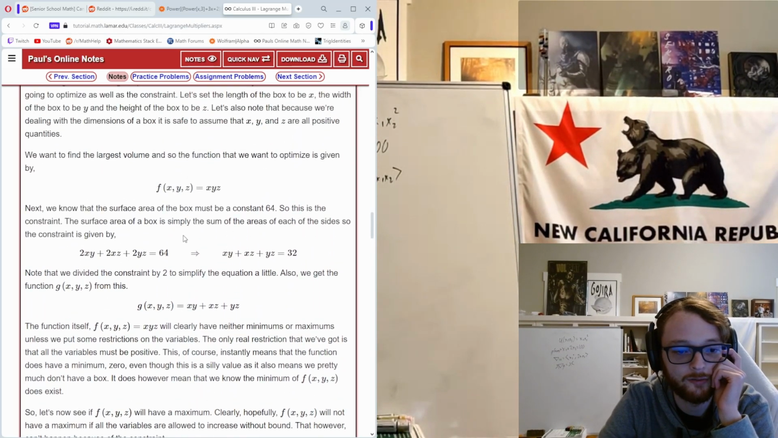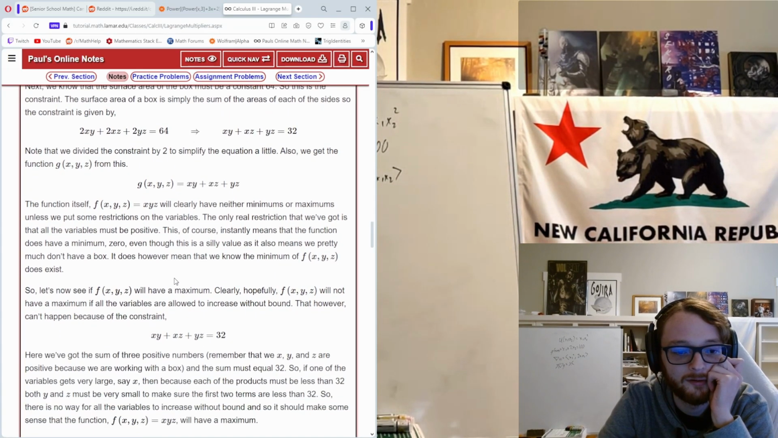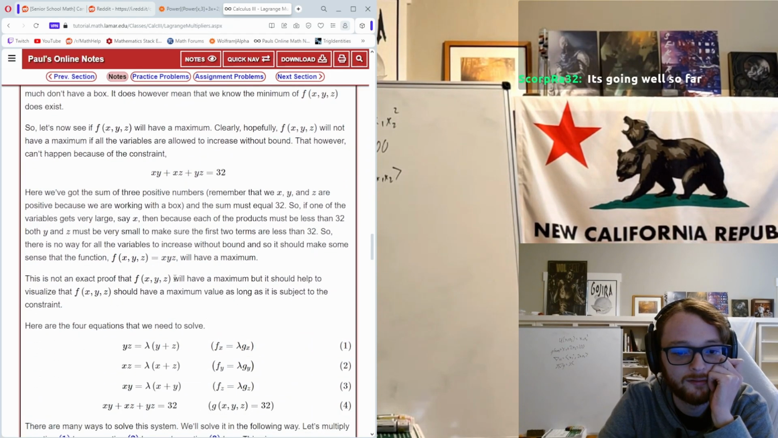Okay, so our constraint is this. Going well so far? That's good to hear. So we just ignore the constant for this. Okay. And the constraint comes in at the very end for our fourth equation.